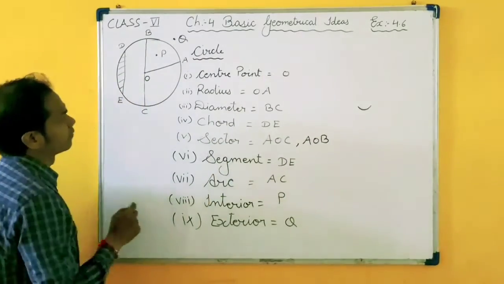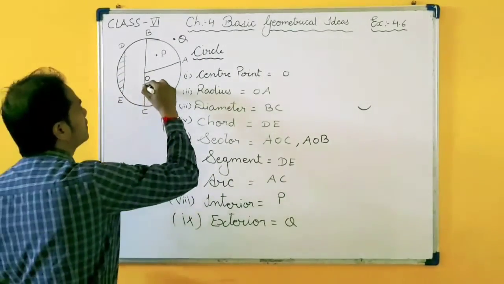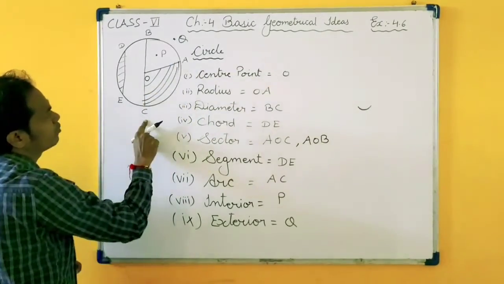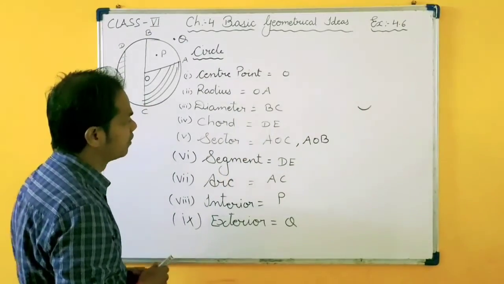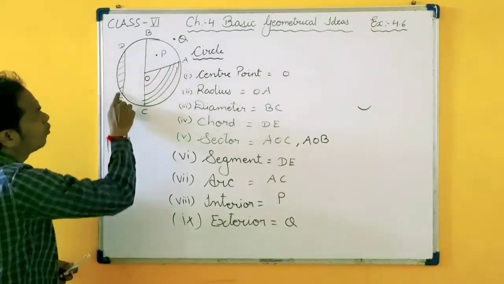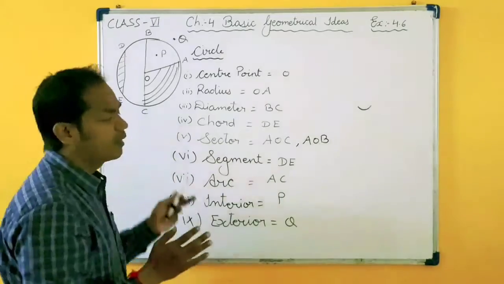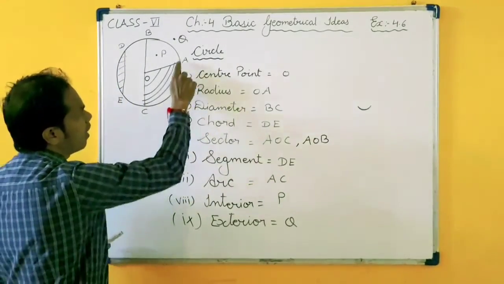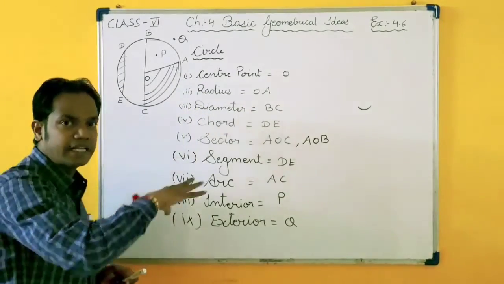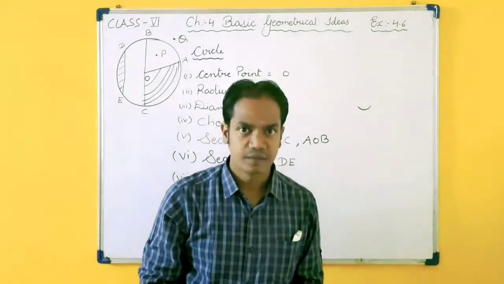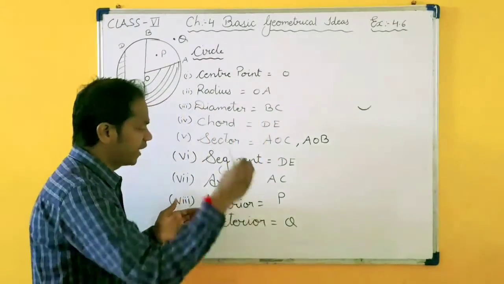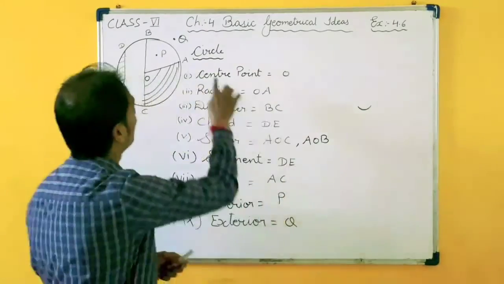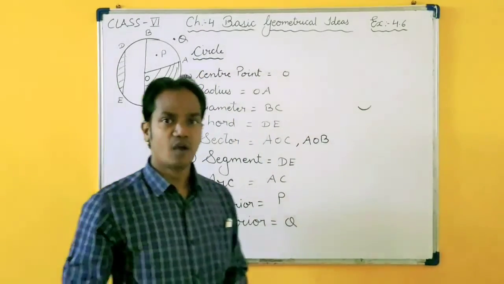Now sector. This triangular region is called sector. So AOC or COA is your sector. Now segment. The area enclosed under this chord is called segment. Now arc. This shape is called arc. Interior means inside and exterior means outside. Whatever is in the interior of any given figure is called interior point, and whatever is given outside is called exterior point. Okay, students?